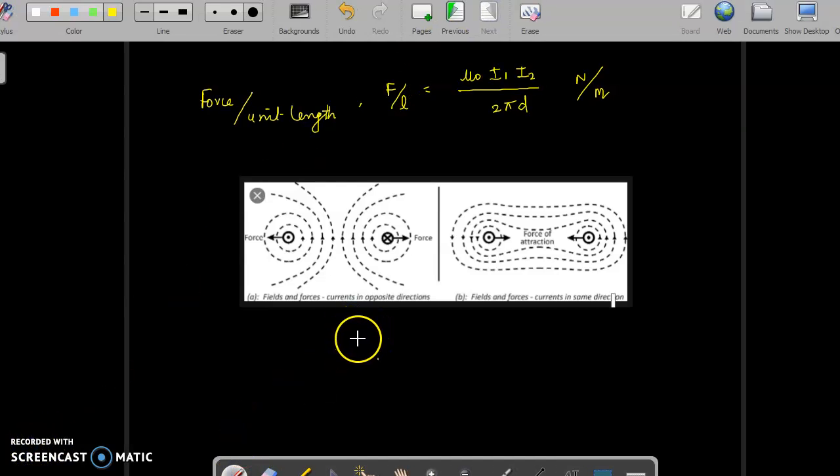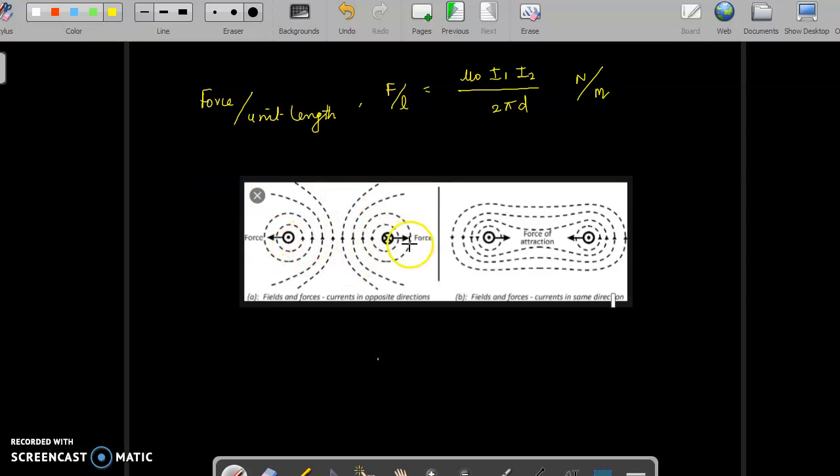Here we can see the force of attraction and force of repulsion for conductors carrying current in the same direction and in opposite directions. The dot and cross show the cross sectional, top view of the conductors carrying current in opposite directions. A strong magnetic field is set up between the two conductors, and this strong field exerts a force on the conductors, so the conductors experience a force of repulsion.